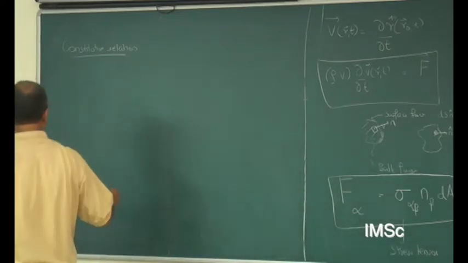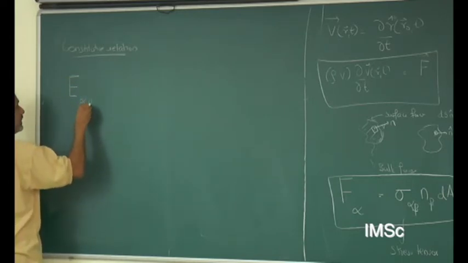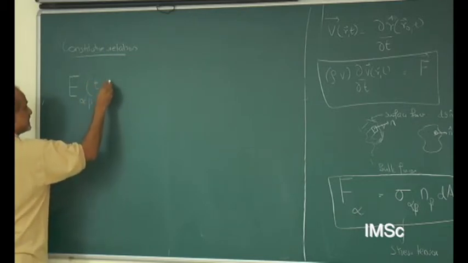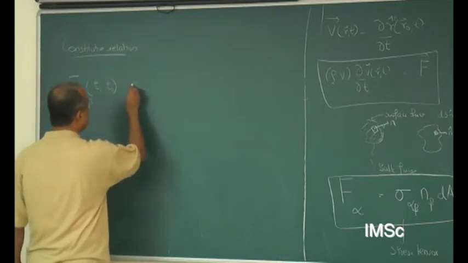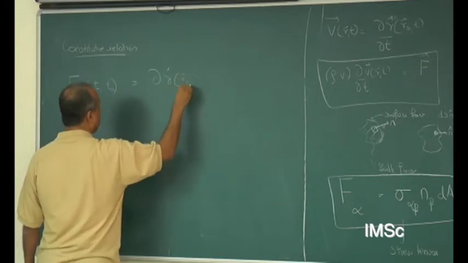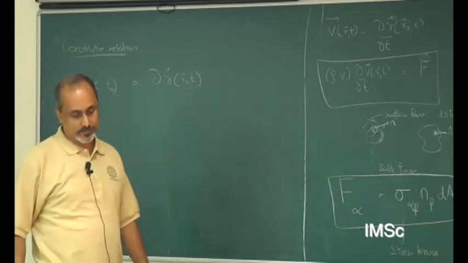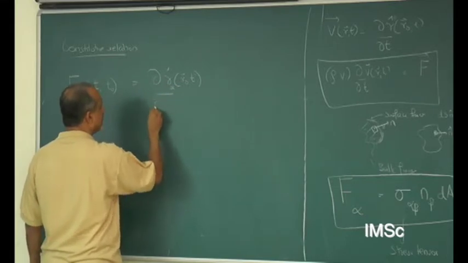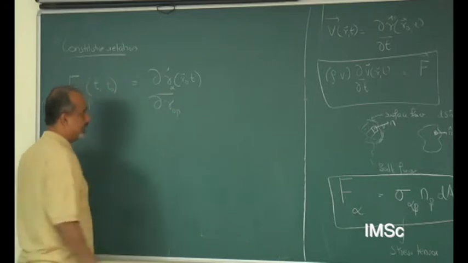So let's define a quantity which is called E alpha beta. It is a function of the time t as well as the initial time t0 when I started deforming it. And this quantity is just the derivative of r hat alpha of r0 comma t with respect to r0 beta.